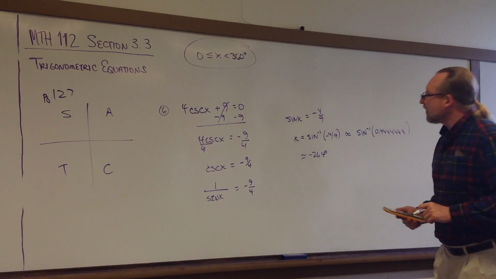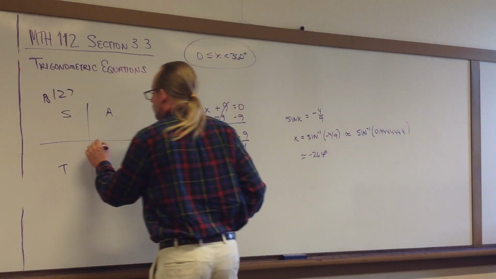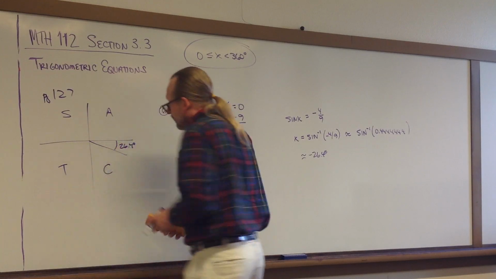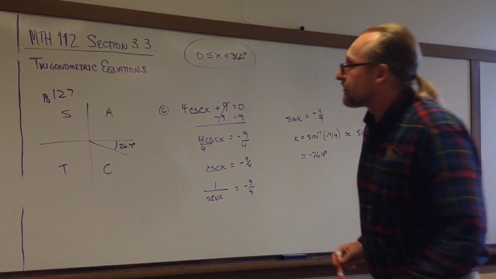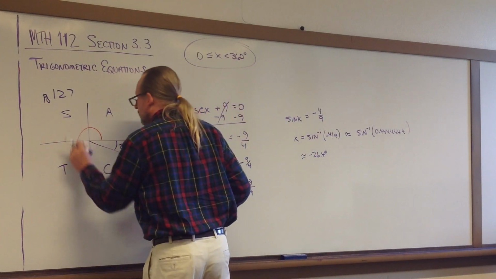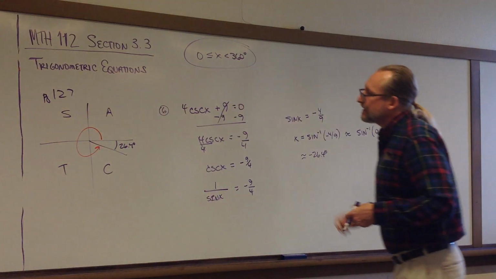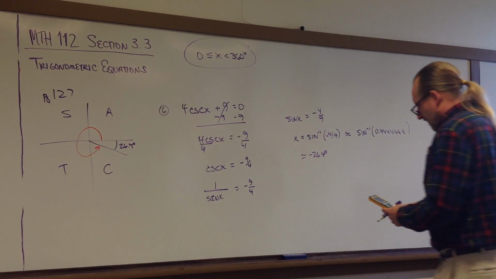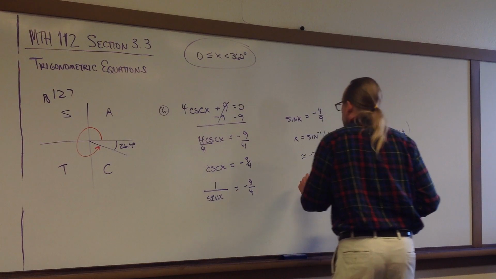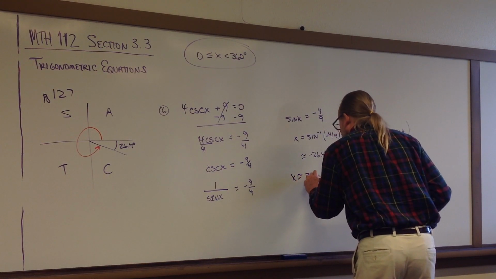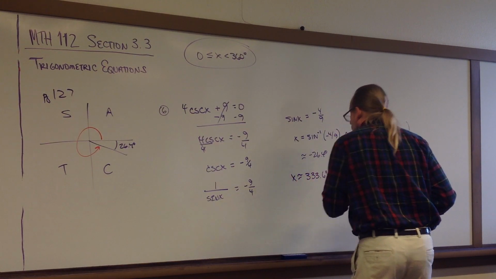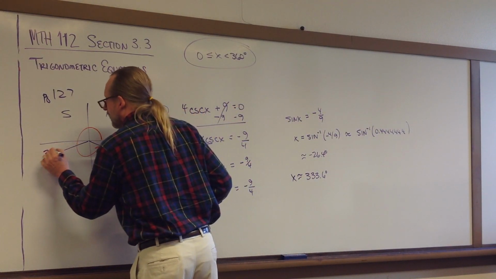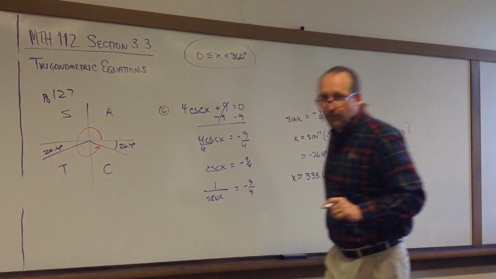degrees. Okay, so what that says is we're going to be in the fourth quadrant with a reference angle of 26.4 degrees, and the angle that we're interested in, which is this one right here, is going to be 360 minus 26.4, which is going to be 333.6. So x is going to be 333.6 degrees.